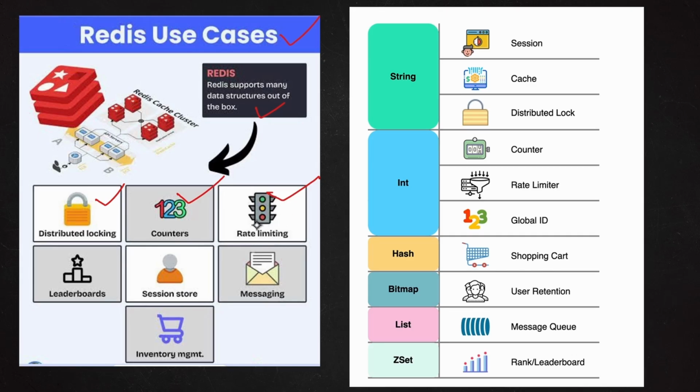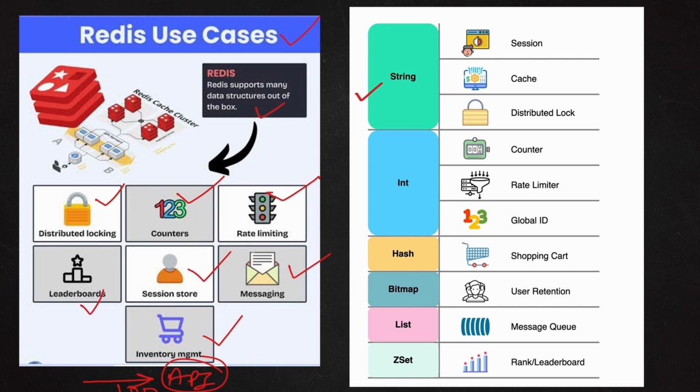What is rate limiting? Let's say you have an API, and for this API you are required to handle only 100 requests per second. This is known as rate limiting. Only 100 requests per second is the rate limit. You are limiting the rate with the help of 100. Okay, and we have leaderboards, session stores, messaging, and inventory management.